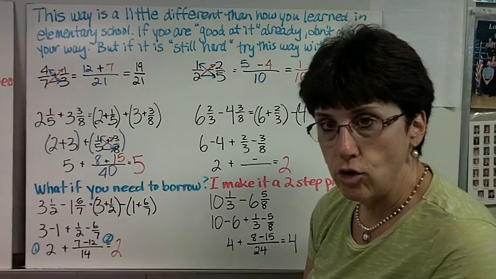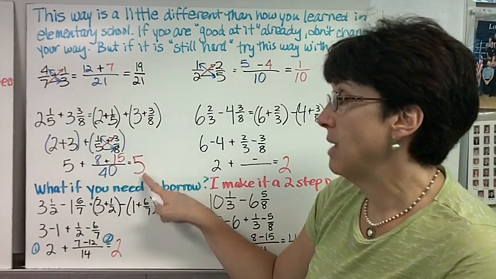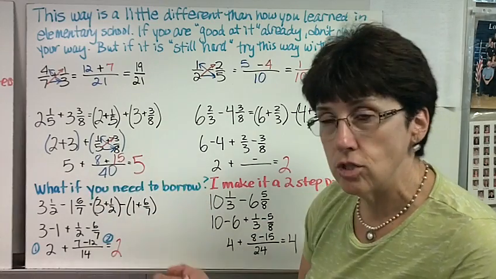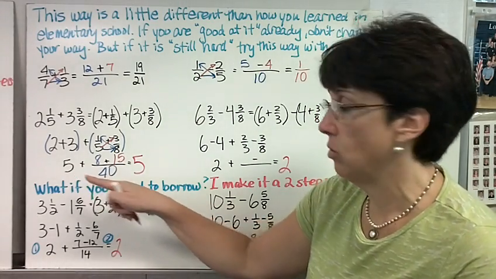And now I'm going to add my numerators together. But the reason I wrote the 5 in red is sometimes when you're doing this, you guys are so concentrating on the fractions, you forget about the whole number. Don't forget your whole number, okay?